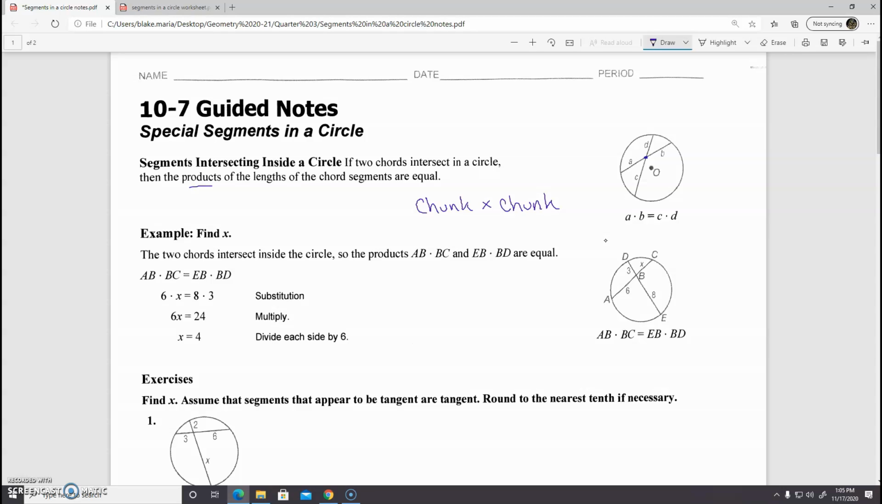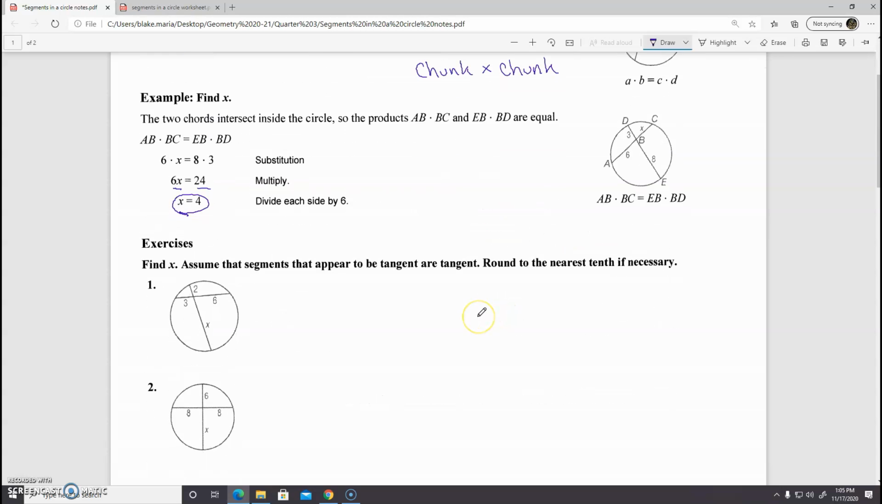Or 3 times, it doesn't matter which way you say it. 6 times X, 6X, should equal 3 times 8, 24. All right, and that's where this comes from over here. We have 6x equals 24, divide both sides by 6, and you get x equals 4. So that's one example. Let's try a couple more.